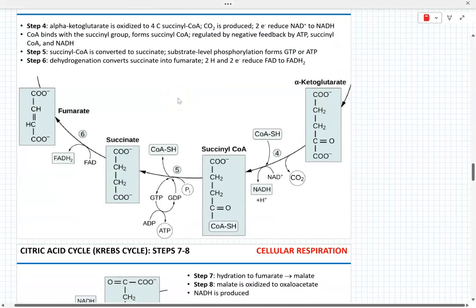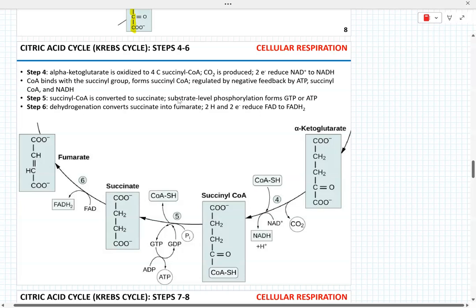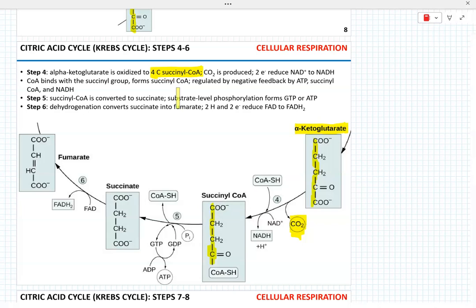In step 4 of the Krebs cycle, 5-carbon alpha-ketoglutarate is oxidized to 4-carbon succinyl-CoA. During that step, the carbon that is lost is released in the form of CO2, and the electrons that were removed from alpha-ketoglutarate during its oxidation are loaded on NAD+, producing another molecule of NADH.